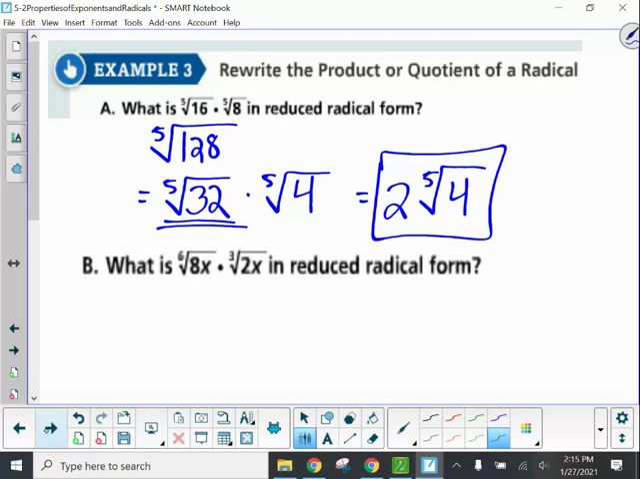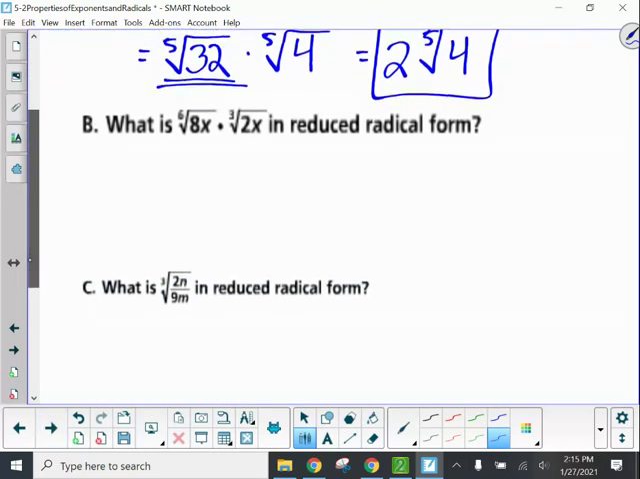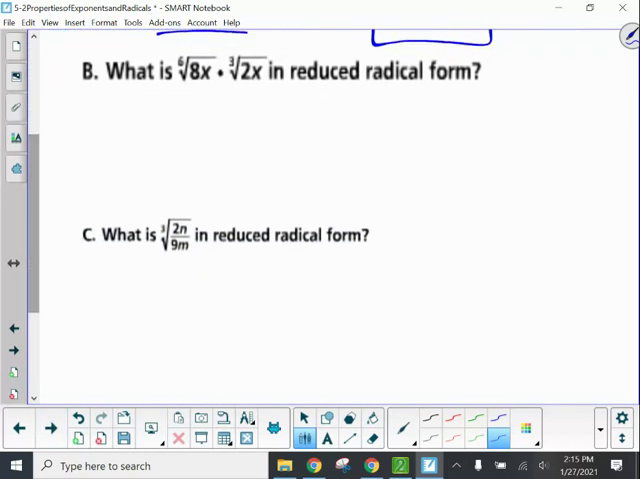Part B is a little bit different because I do not have the same number in my radical. The first one is a 6th root, the second one is a 3rd root, so I need to think about these as fractional exponents so that maybe I can get the same fraction and then combine them together. So this is going to turn into 8x to the 1/6 power. This is going to be 2x to the 1/3 power.